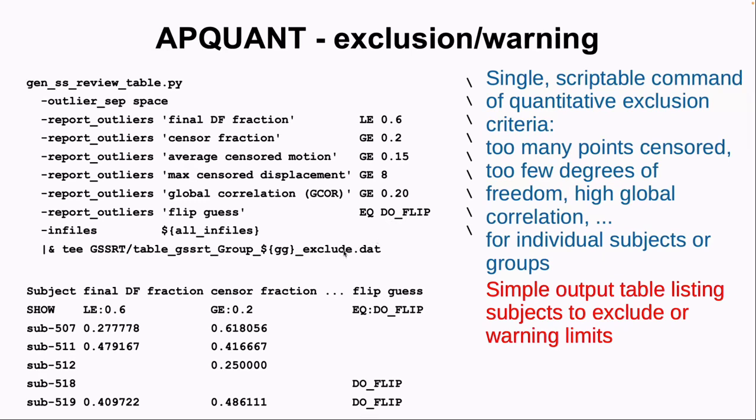So these generate tables. This is an example of a table. And so here we have the degrees of freedom, and for this group of 20 subjects, we've rejected 3 of them just because of the degrees of freedom that are left over. We rejected 4 subjects because of the censor. We've censored too much data. In one case, we censored more than 60% of the data. And we found that 2 of these subjects were left-right flipped. We'll show that a little bit more in the next part of the talk here.